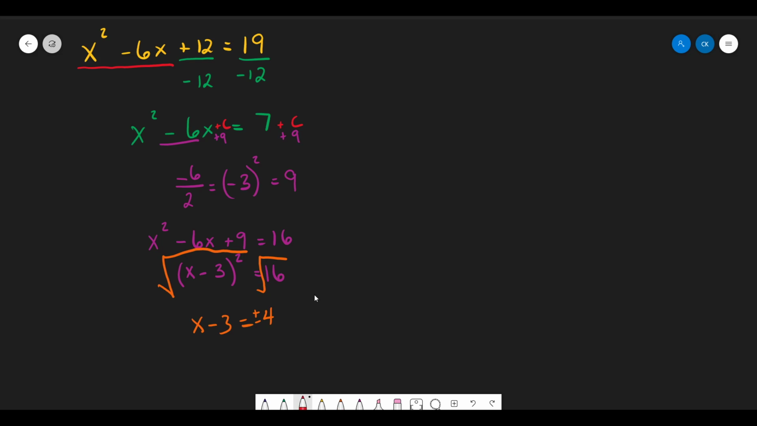So technically, this is actually saying you have two equations. x minus 3 is equal to positive 4, and x minus 3 is equal to negative 4. Two different equations, but none of them are very difficult. Now it's just solve them. So in both cases, I'm going to add 3 to both sides. In this one, 4 plus 3 gives me 7, and in this one, negative 4 plus 3 will give me negative 1. So my two answers for this equation will be 7 and negative 1.